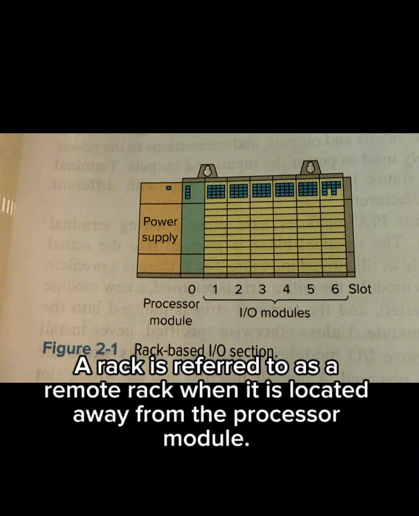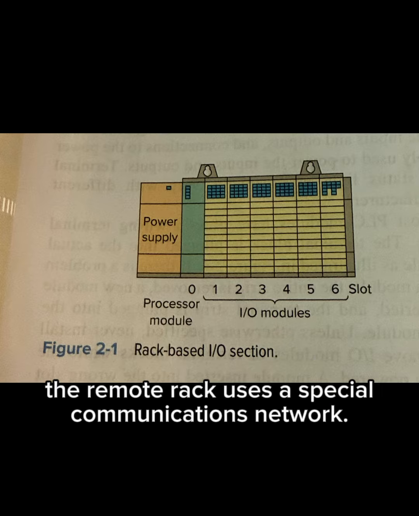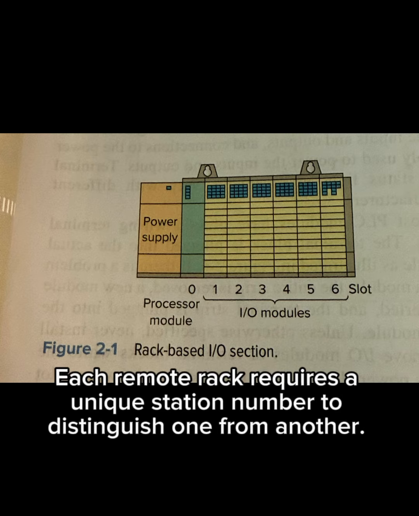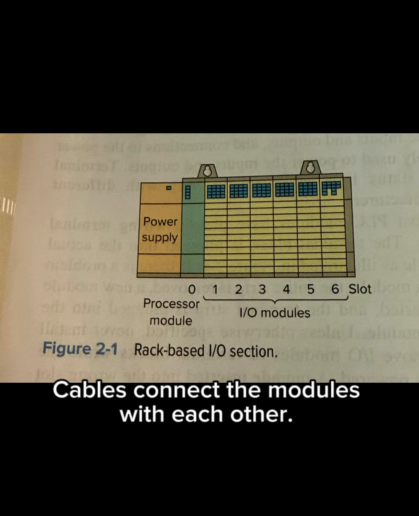A rack is referred to as a remote rack when it is located away from the processor module to communicate with the processor. The remote rack uses a special communications network. Each remote rack requires a unique station number to distinguish one from another. The remote racks are linked to the local rack through a communications module. Cables connect the modules with each other.